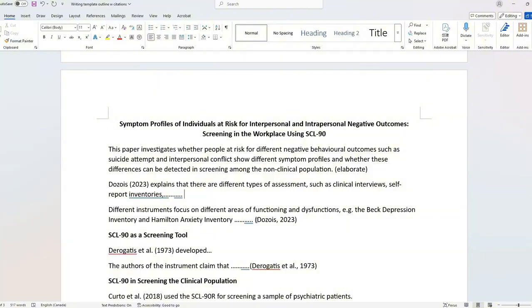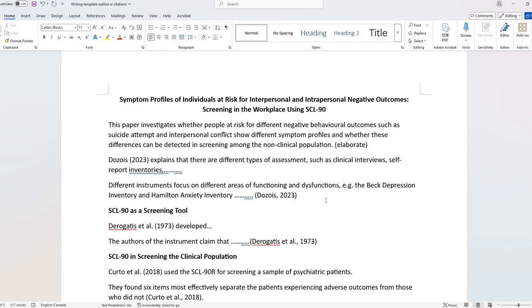And this is another way to cite the source. You put the source in a parenthesis. Different instruments focus on different areas of functioning and dysfunctions. For example, the Beck Depression Inventory focuses on symptoms of depression, but the Hamilton Anxiety Inventory focuses on anxiety symptoms.